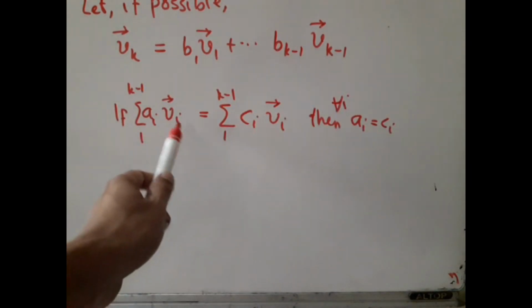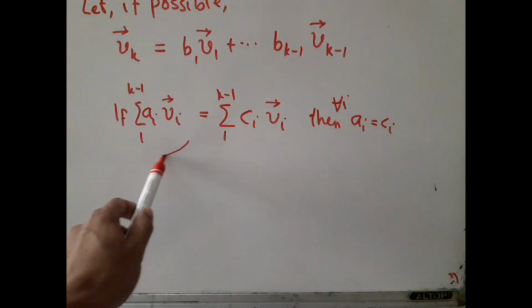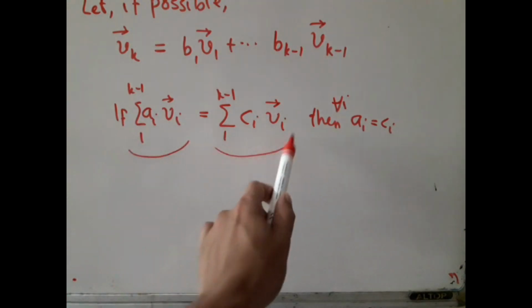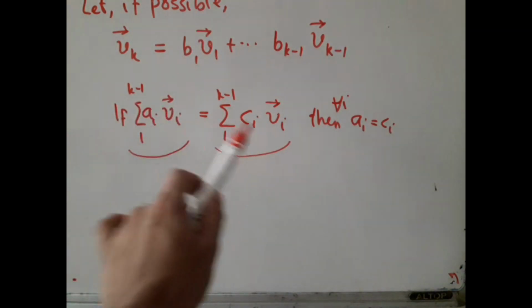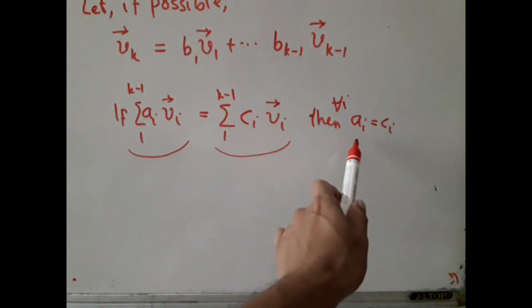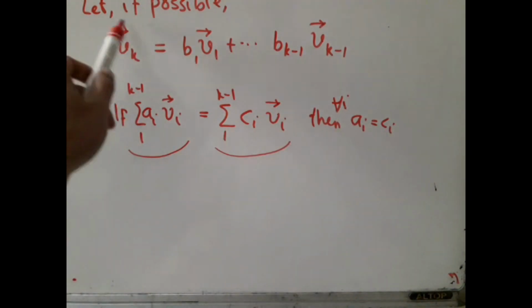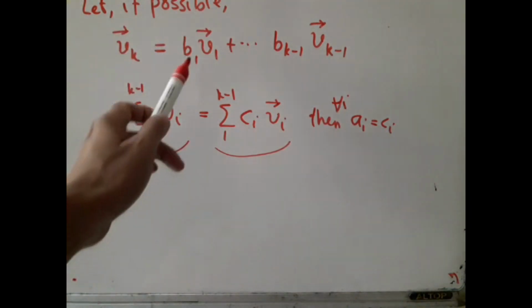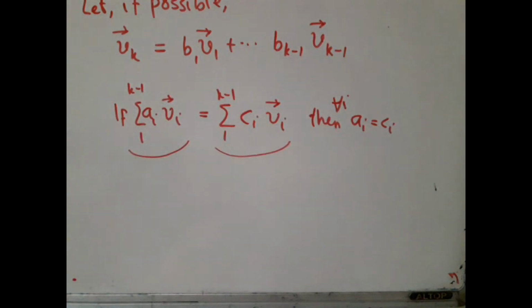I have assumed that the Vi's, 1 to k minus 1, are linearly independent. Suppose that I give you two different linear combinations which happen to be the same. So some Ai's, some Ci's, they are not part of the proof, I am just reminding you of the result. In that case, we must have Ai equal to Ci for all i. This is what we are going to use. We are going to write Vk as a distinct linear combination of the same V1 to Vk minus 1 and get a contradiction.